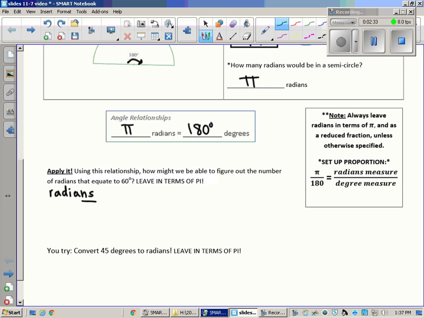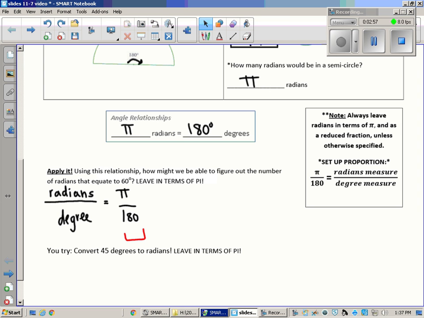I always like to set up radians over degrees. So anything that has to do with a radian will go in the numerator. Anything that has to do with a degree will go in the denominator. So here's the standard setup. For every pi radians, there's always 180. This fraction will always be present in your proportion when you're converting degree to radian or vice versa.